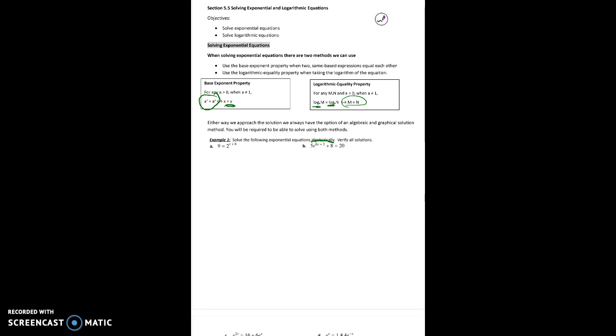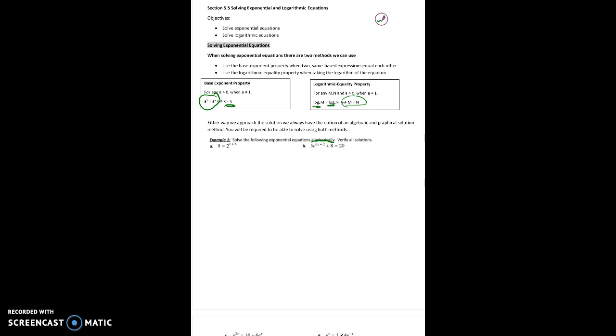So in example 1, we have 9 equals 2 raised to the x plus 6 power. So the first thing I want to note is that there's no way that I can write 9 as 2 raised to some power. So I can't use that base exponent property that I want to use. However, I can take the log of both sides in order to bring this exponent of x plus 6 down.